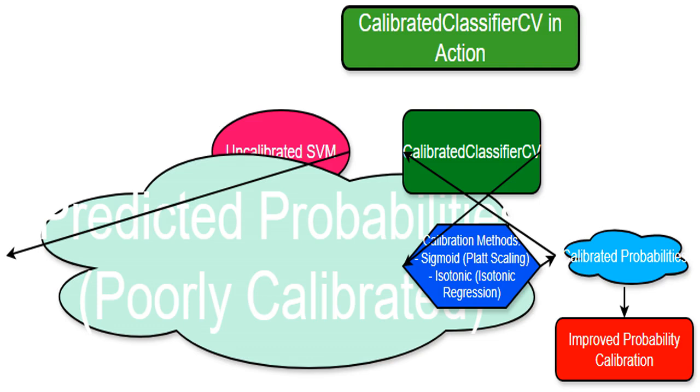CalibratedClassifierCV is a type of meta-estimator. It uses another model to improve the predictions of an existing model. In this case, the existing model is the SVM. It helps adjust the SVM's predicted probabilities to better match reality.